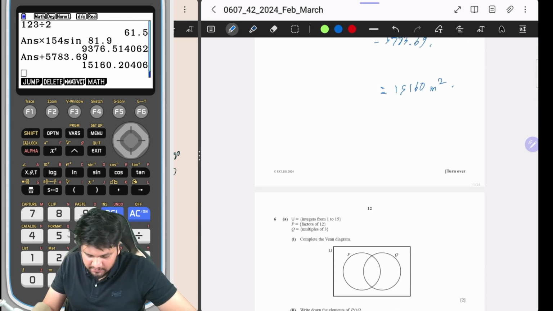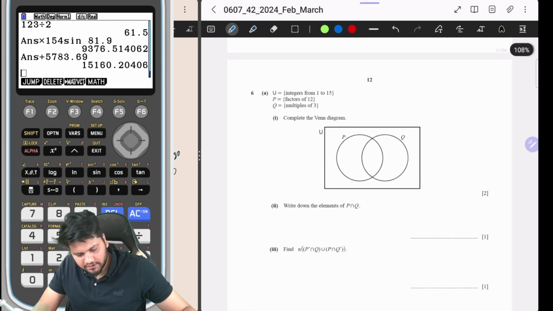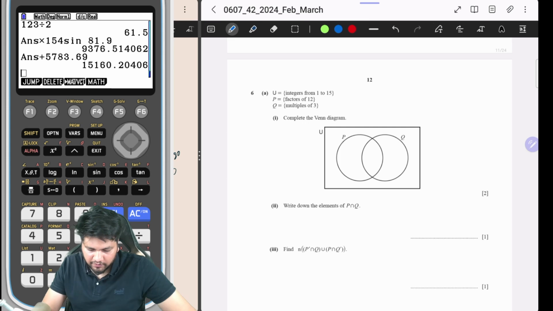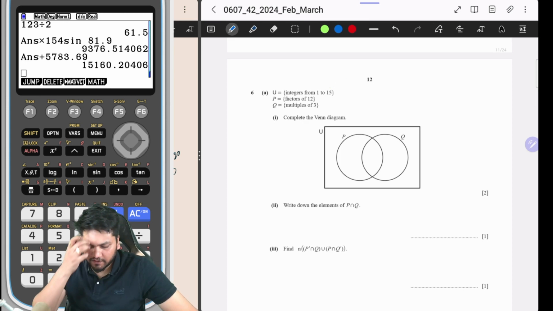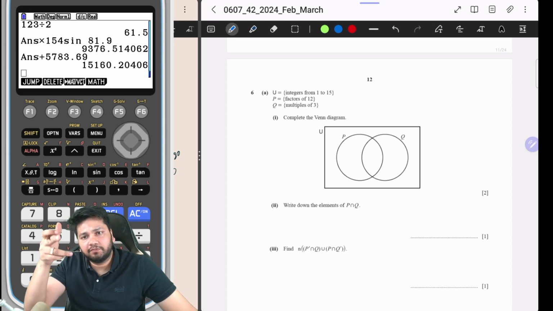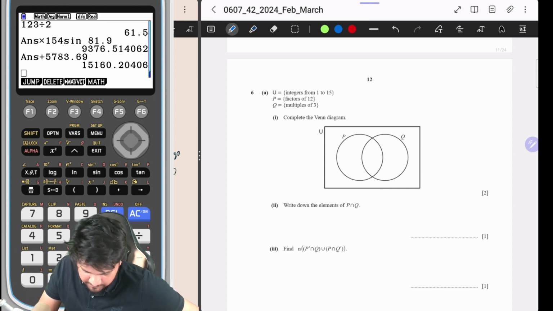Just too much of calculation. Now let's move on to the sixth question. Here, as you can see, we are talking about set theory now. Complete the Venn diagram. U represents integers from 1 to 15. P represents factors of 12. Q represents multiples of 3. Okay. Complete the Venn diagram.